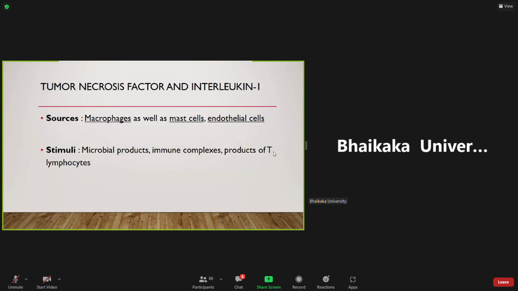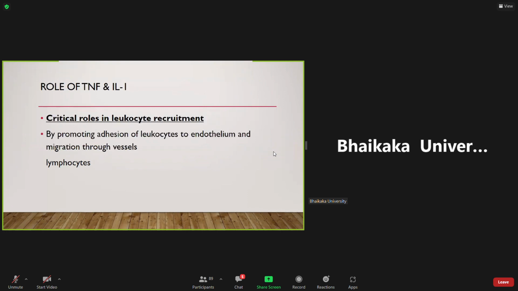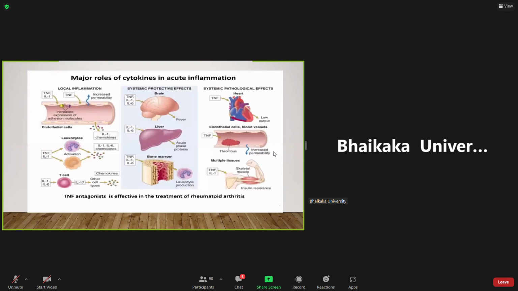So TNF and interleukin 1 are very important because their source is macrophages as well as mast cells and endothelial cells. And the stimulus can be anything like your microbial products, immune complexes, and products of the T lymphocytes. Their critical role is because they recruit other leukocytes as well by promoting adhesion of leukocytes. As I told you, they cause expression of the cellular adhesion molecules on the endothelium. So because of the expression, the neutrophils are attracted towards the endothelium and they can migrate through the vessels into the extracellular matrix. There are 3 pictures here.